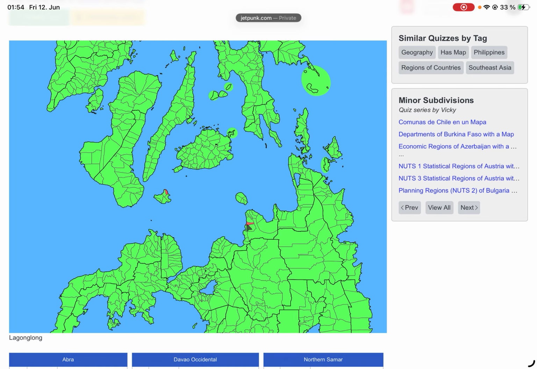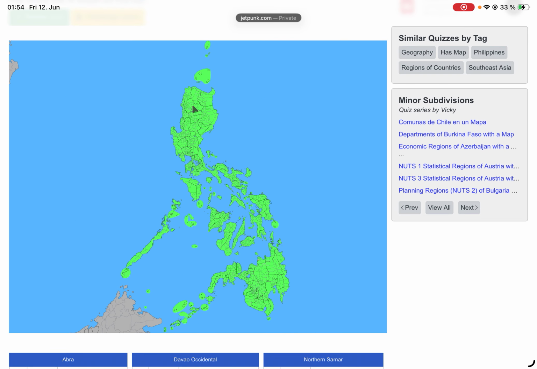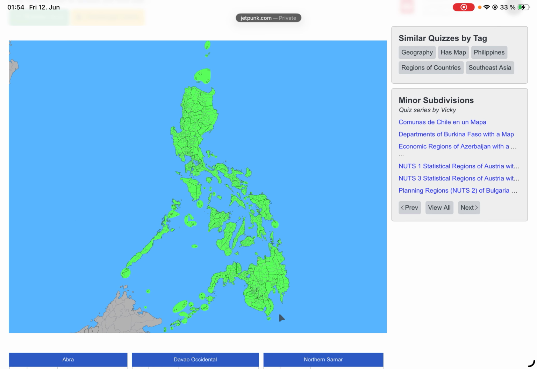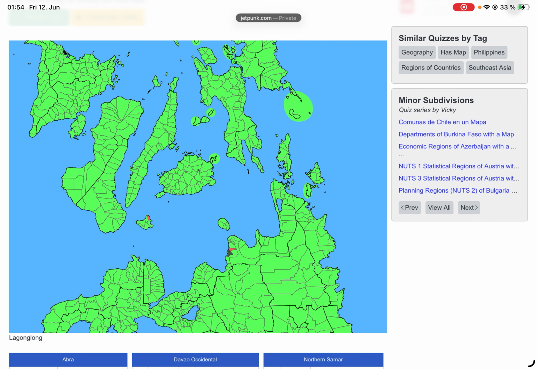Okay, so that's Enrique Villanueva, and here we have Lagonglong. Yeah, Lagonglong instead of Lagongdong. Yeah, I don't even know. There's one municipality that also sounds similar in Abra, but I can't really. It's Lagangilang. Yeah, but I don't know why I misremembered this one.